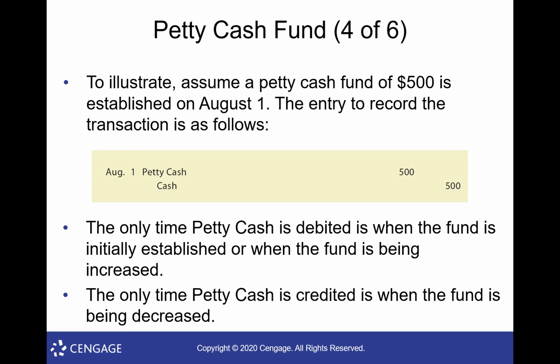So the initial transaction to create it would be a debit to petty cash. It's an asset, okay? And a credit to our cash account. That would mean that we took $500 out of our checking account and put it into this petty cash fund. And then we use it throughout the month, fill out the little form that says what we're using that cash for.